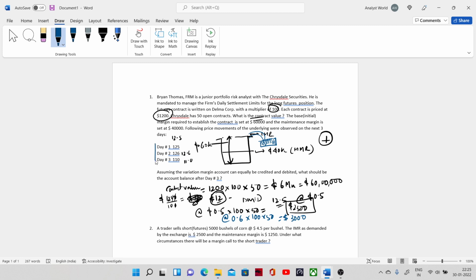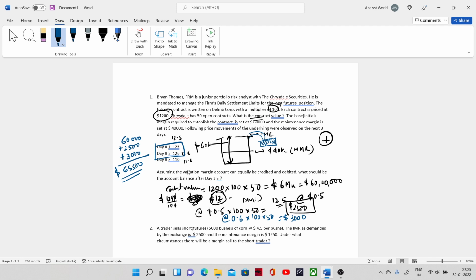So if you consider day one and day two put together, initially the margin was around 60,000, plus, because of this favorable movement in the futures value from the long's perspective, this account, including the initial margin account plus the variation margin account or the maintenance margin account put together, is now standing somewhere around 65,500 US dollars. Okay. Now what happens on day three?